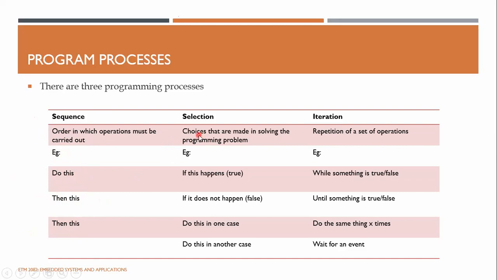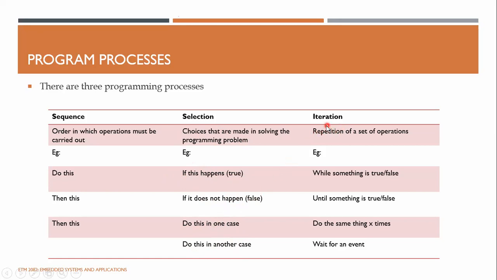So sequence is like do this first and then this, and likewise the order. And sometimes you might see that selection is also required, choices that are made in solving the programming problem, like an if-else diagram. If this happens, do this, like a true. If it does not happen, like false, like if-else statements. If you can remember in your program, there are choices, and cases like do this in one case and do this in another case, like switch statements, right?